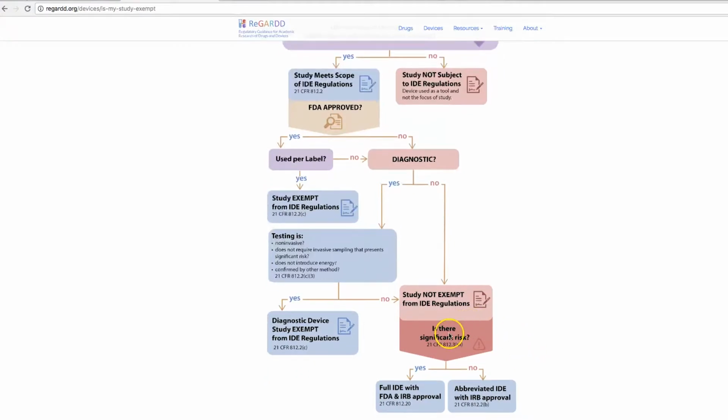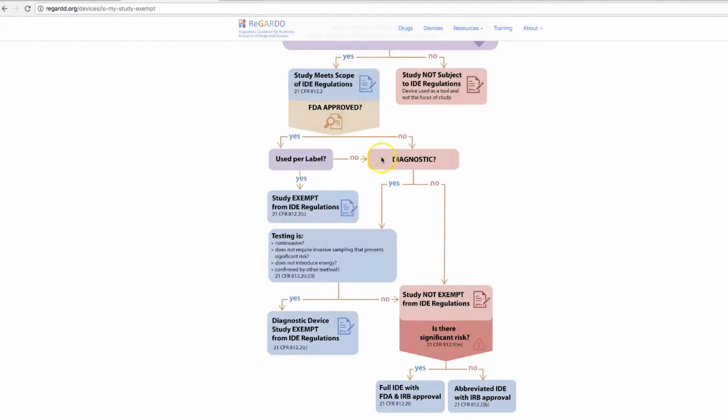And the next question would then be, is there significant risk? And to the FDA, there's only two types of risk, significant risk and non-significant risk. And we have definitions for risk, and I'll show you those in a minute. If your device presents a non-significant risk and it's not FDA approved, then the IRB will consider this study under what's known as an abbreviated IDE. So an abbreviated IDE is not something that you need to apply to the FDA for. It's an agreement on how the study is going to be monitored, with the IRB acting on the FDA's behalf.